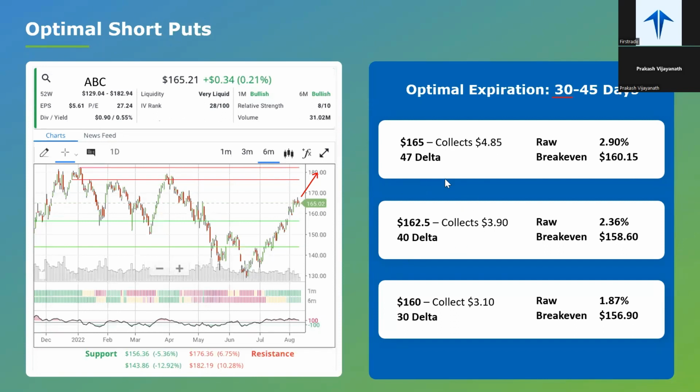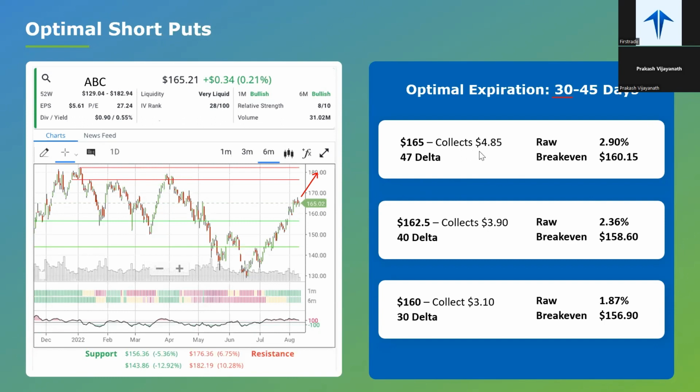Now, there's obviously going to be times where you may want to go for a 30 delta because you think there's going to be a much further decline in ABC, and you don't want to have a higher break even. But under normal or relatively normal trading conditions, the general rule of thumb is between 40 and 50 delta.